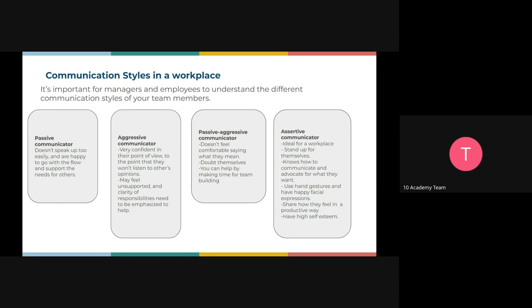The second one is an aggressive communicator. This one is a very confident person. Sometimes they tend to be overly confident to the point where they don't want to listen to others' opinions. I don't know if you've met this type of people in different workplaces. Sometimes they come off as not supported because they feel like people don't listen to them.